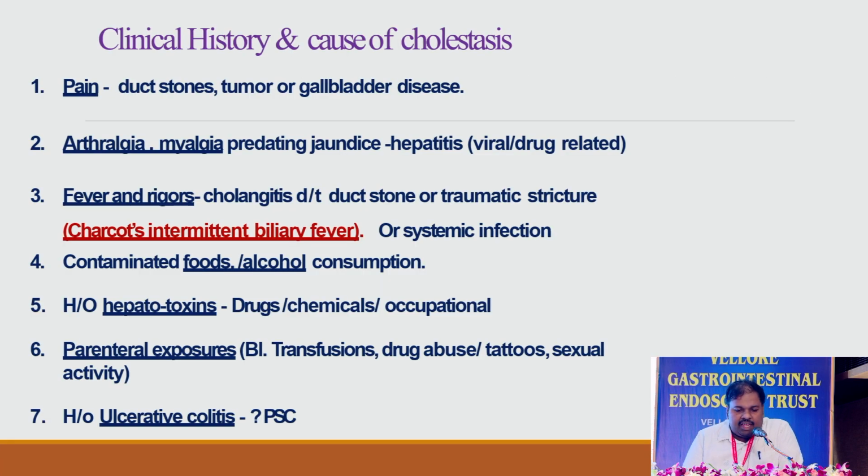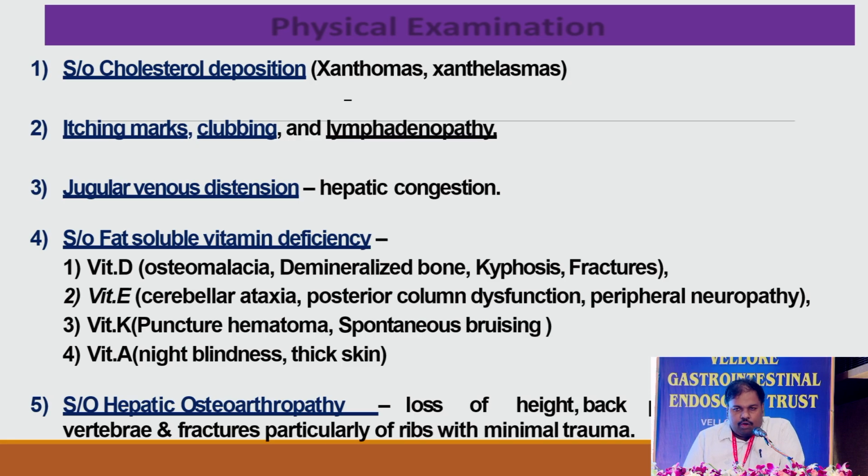So, mainly how do we differentiate between extrahepatic and intrahepatic? If pain is predominant, we have to look for extrahepatic. With prodromal symptoms, it is usually intrahepatic. And if the patient has any history of hepatotoxins or ulcerative colitis, we have to rule out intrahepatic. What examination should we do in cholestasis? From head to foot, we should look for signs of cholesterol deposition, signs of pruritus, and signs of fat soluble vitamin deficiencies.